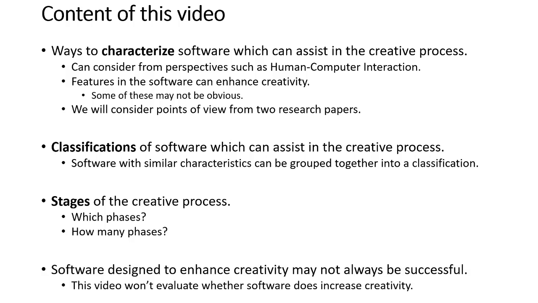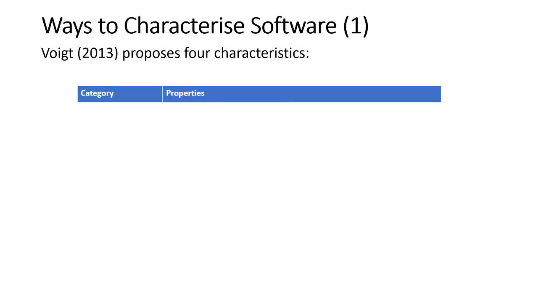Now, as we go forward with this video, one of the most important things to consider is that software which is designed to enhance creativity may not actually be successful. Software may be designed to do one thing, but fail in that potential endeavor. Now, it's important to notice that this video won't actually evaluate whether software does increase creativity. That may be for a future video, but in this particular video, we're not going to look at whether software can increase creativity. As we go through this video, please remember that this is an overview of the concepts here.